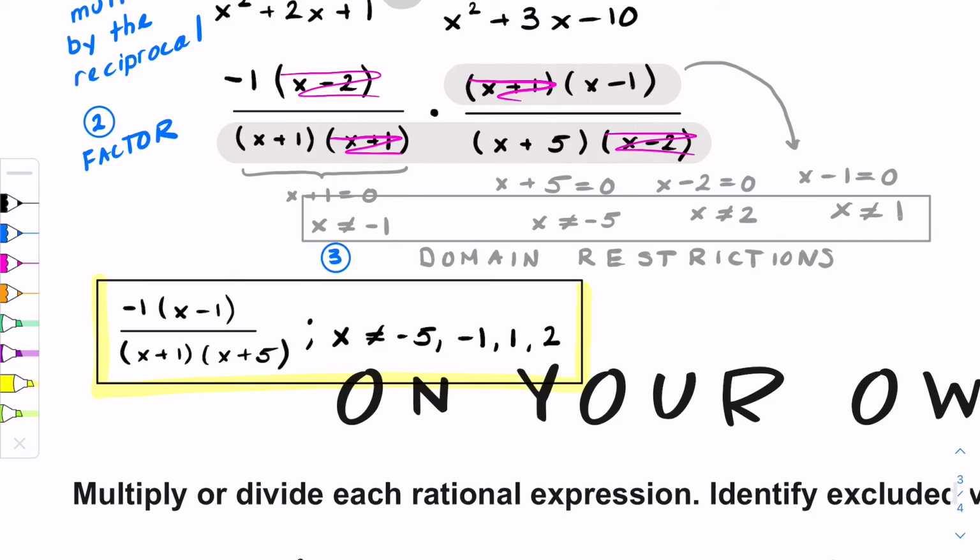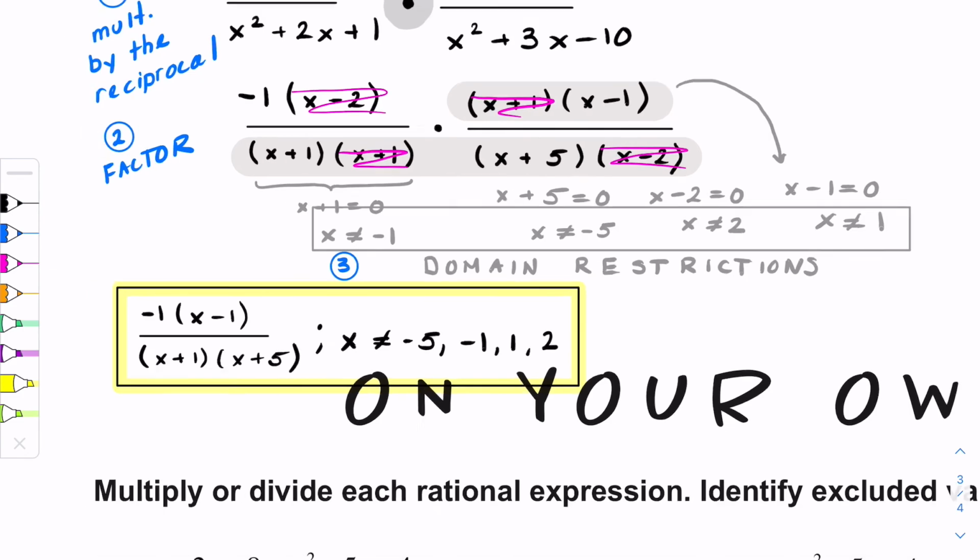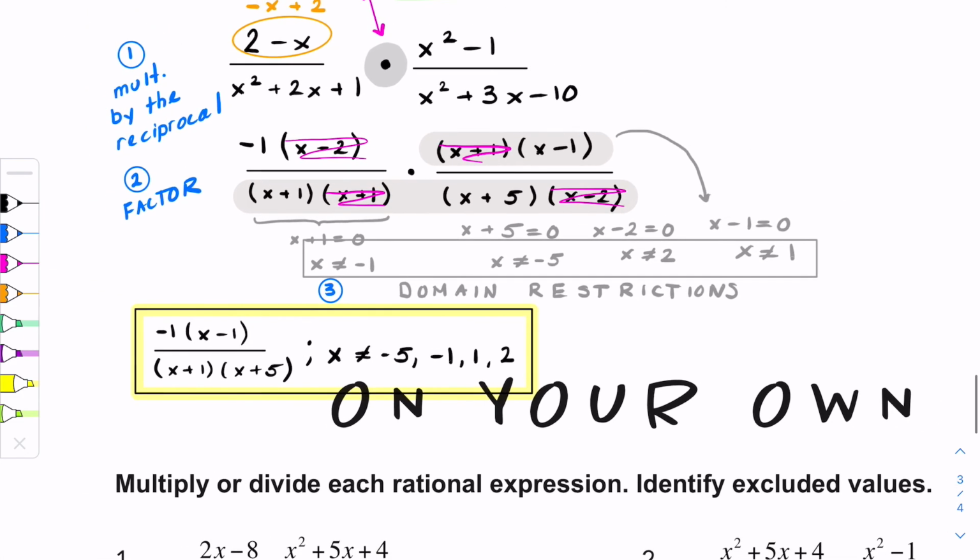Okay, be absolutely certain that your final answer is in factored form and not standard form. That is what I'm checking, so please follow the directions.